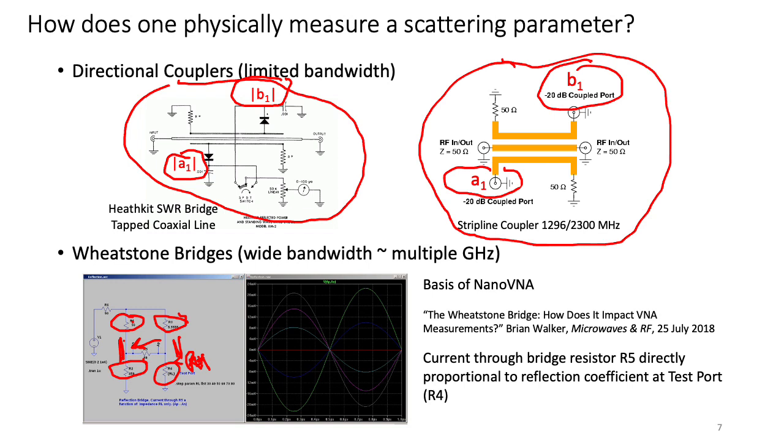What's particularly nice about it is you notice that it's entirely resistive. And so the possible frequency range of this is quite extended. It can go up through multiple gigahertz of bandwidth. And the Wheatstone bridges are what are used in the NanoVNA for measuring the reflections.